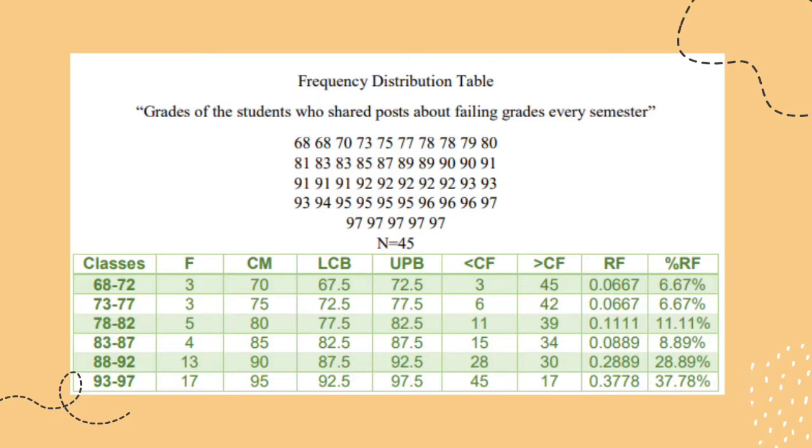Since our interval is 5 and our lowest data is 68, starting from it until it reaches the 5th digit, it will be 68, 69, 70, 71, and 72. Following, the next class would be 73 to 77, 78 to 82, until it reaches the data that has the biggest value, which is 97.